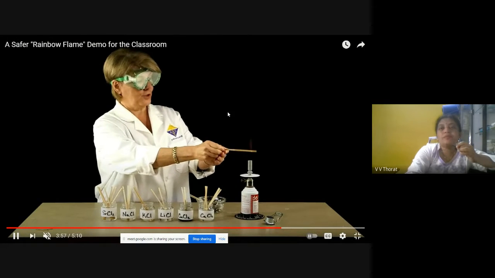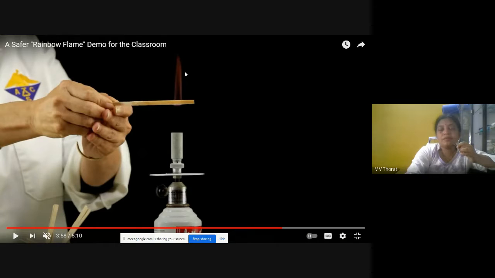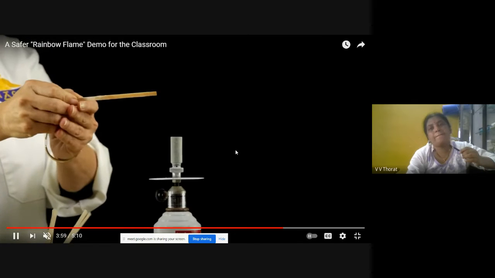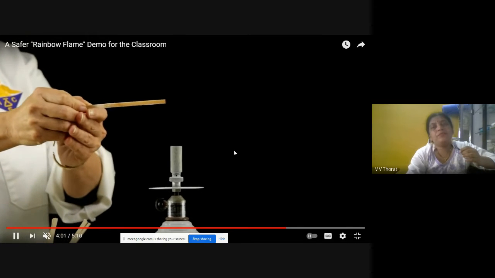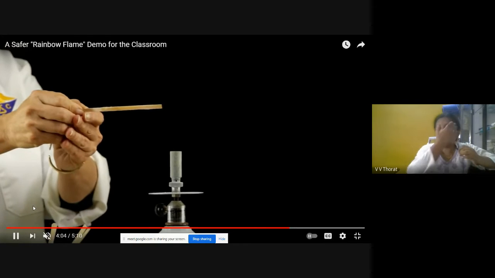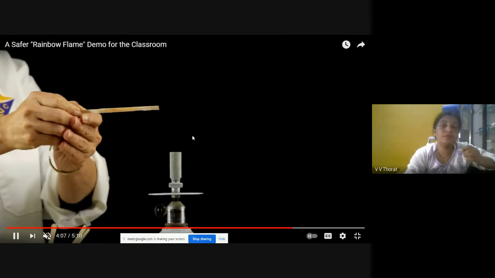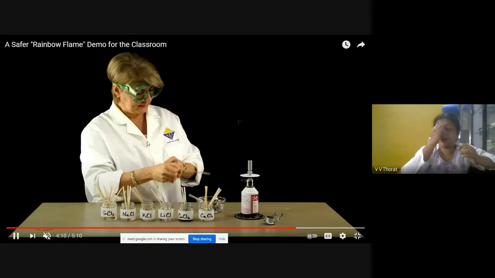Then comes potassium. Now wait. See, the potassium color is very difficult to identify. You get a pinkish violet color along the border of the flame. Most of you miss this color, but you will learn it only with practice. This color is of the potassium ion. Beautiful, faint pinkish violet. Pinkish red, sorry, it is pinkish red, or you can write pinkish violet.